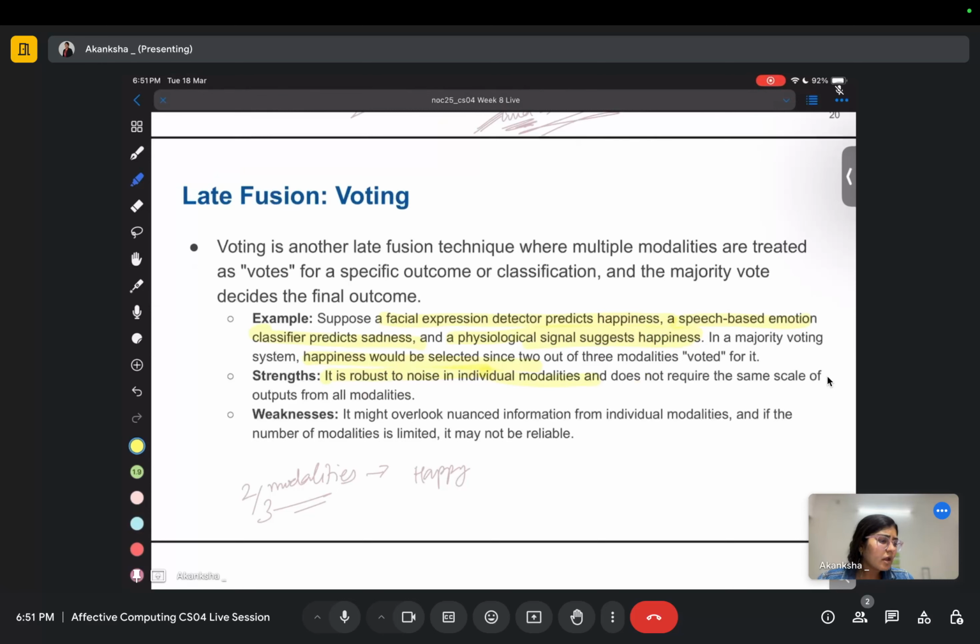The weakness is that it might overlook other information. Let's say you don't know how confident the model was. Let's say you're trusting the facial expressions, or you're trusting every model blindly, but they are not even that strong, they're all giving you some wrong labels. Although they are in the majority, they're wrong. So you do not know how reliable your model is.